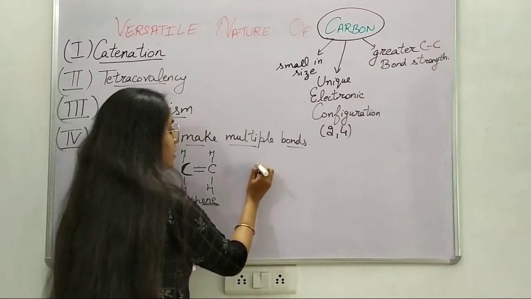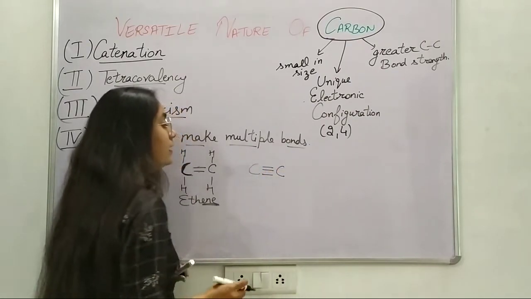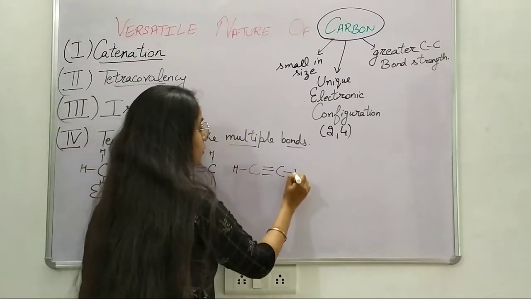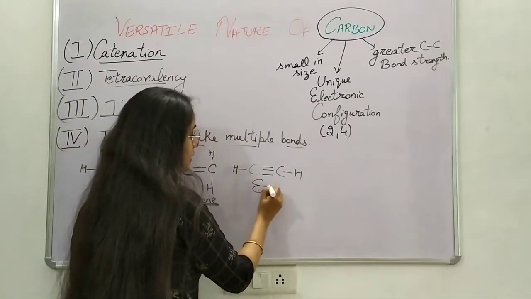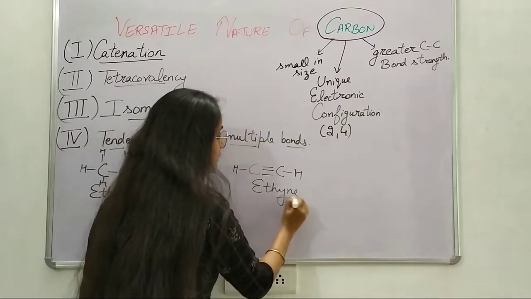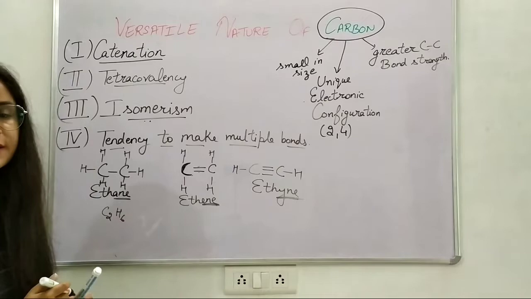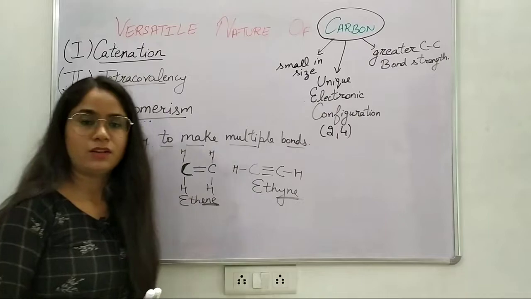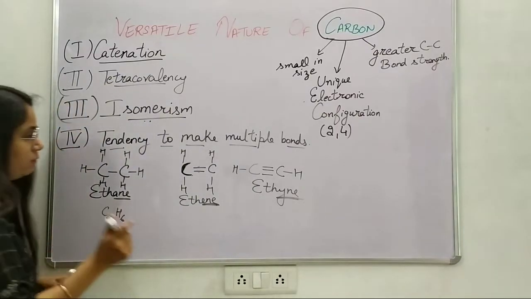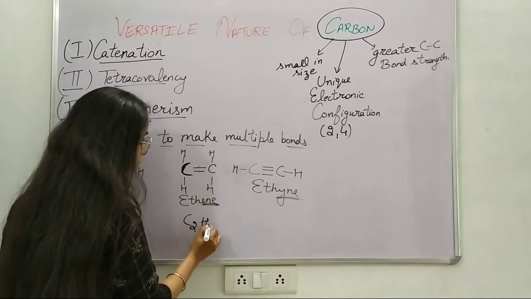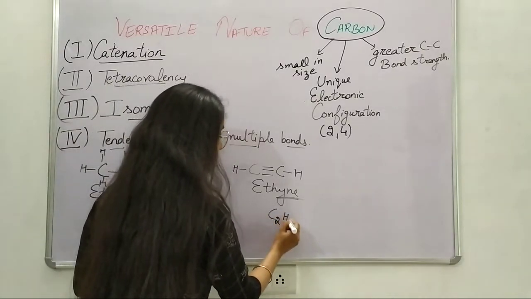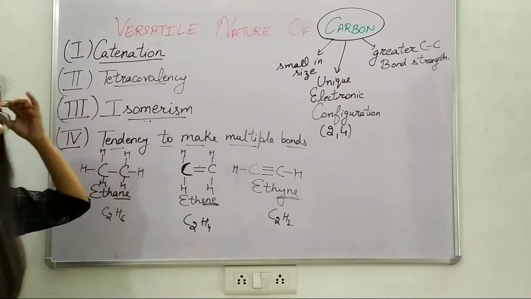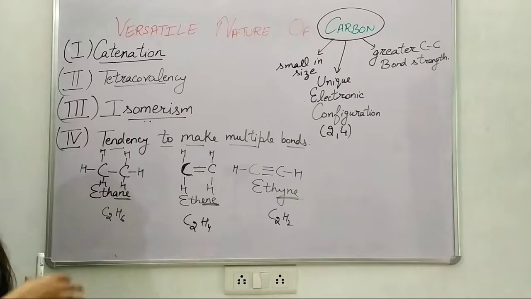And then when it comes to triple bond, now they already have shared 3 electrons with each other. They only need 1. So only 1 hydrogen is needed, and it is ethyne. Now you got my point? Ethane, ethene, ethyne. And what is the molecular formula of it? C2H4, and for ethyne it is C2H2. So this is how carbon is able to make single, double and triple bond with other carbon atoms.